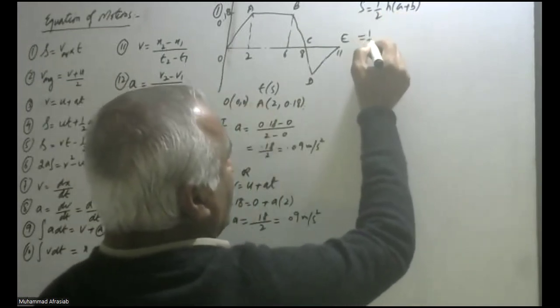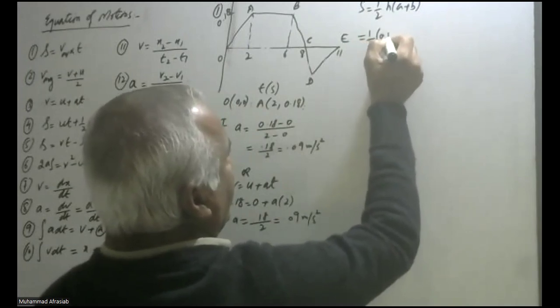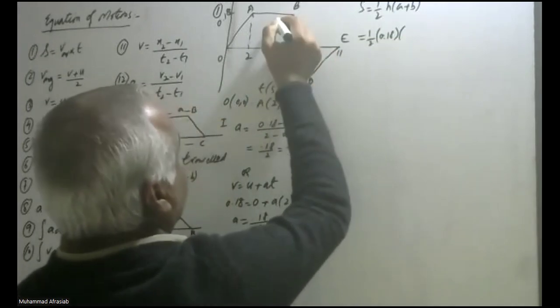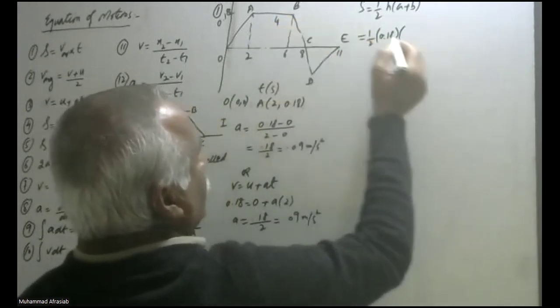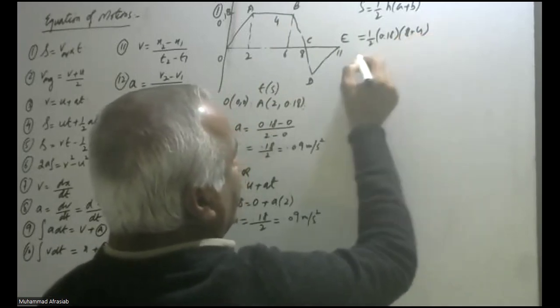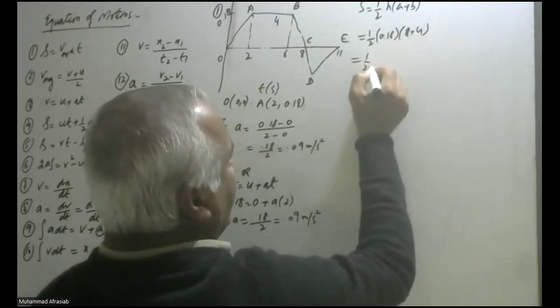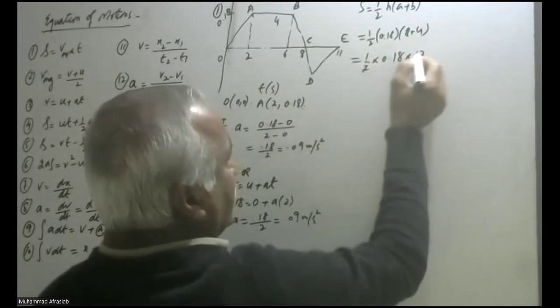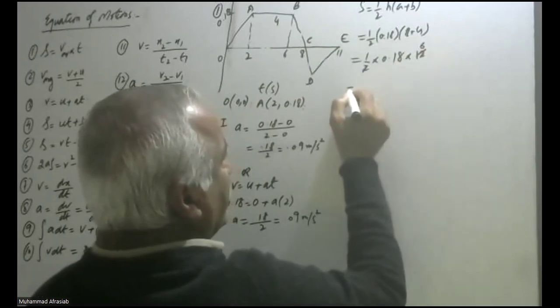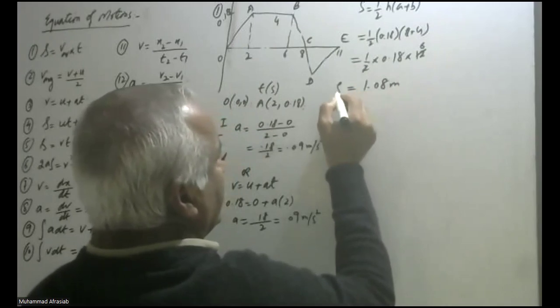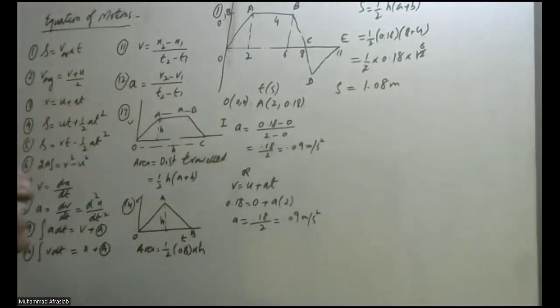So that is equal to half, the height is 0.18, into the sum of parallel sides. This is 4, so that should be 8 plus 4. And that is equal to half into 0.18 into 12, and that is equal to 1.08 meters, the distance traveled from O to C in the forward direction.